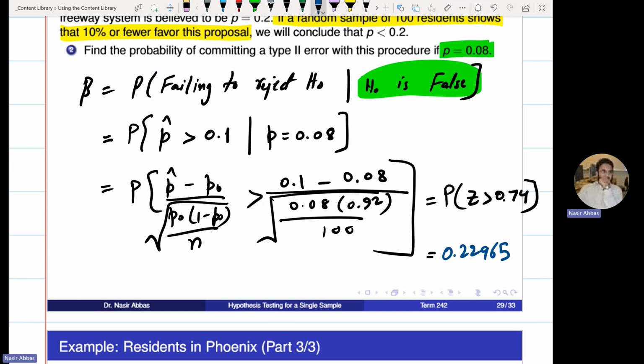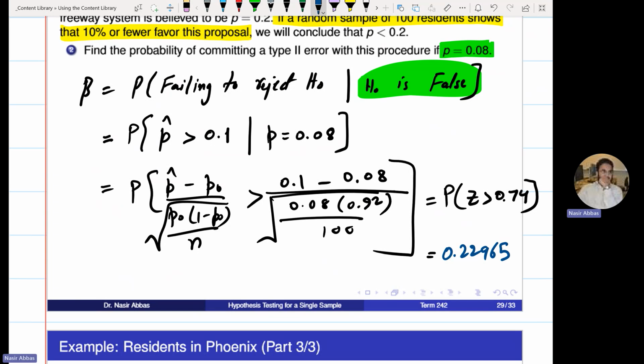What if I change it to 0.19, very close to H naught? What will happen? Increase very high. The probability of type 2 error will be very high. To differentiate that P is 0.2 or 0.19, it will be very tough for the sample to differentiate. So the sample will make error with the very high probability.